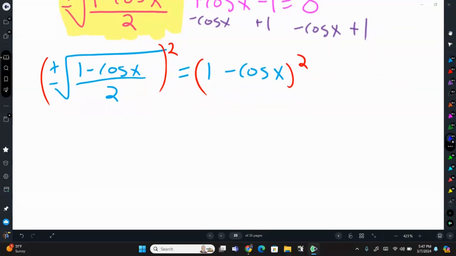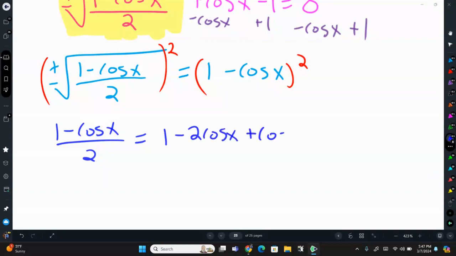So now I have 1 minus the cosine of x over 2 equals, well, 1 minus cosine x squared. We have to FOIL that out or use the shortcut. So it's going to be 1 minus 2 cosine x plus cosine squared x. And that came from, again, FOILing out 1 minus cosine x times 1 minus cosine x. But we should be able to use the shortcut at this point, so we don't have to write this out and FOIL it.